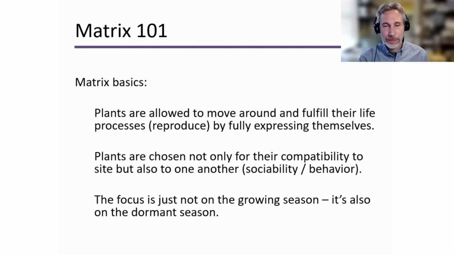Plants are chosen in a matrix or natural garden primarily, or they should primarily be chosen, for their compatibility to the site, but also especially their compatibility to one another, right? Because you don't want any one species to take over the entire planting palette, and then you're left with one species or maybe two or three if you're really lucky.